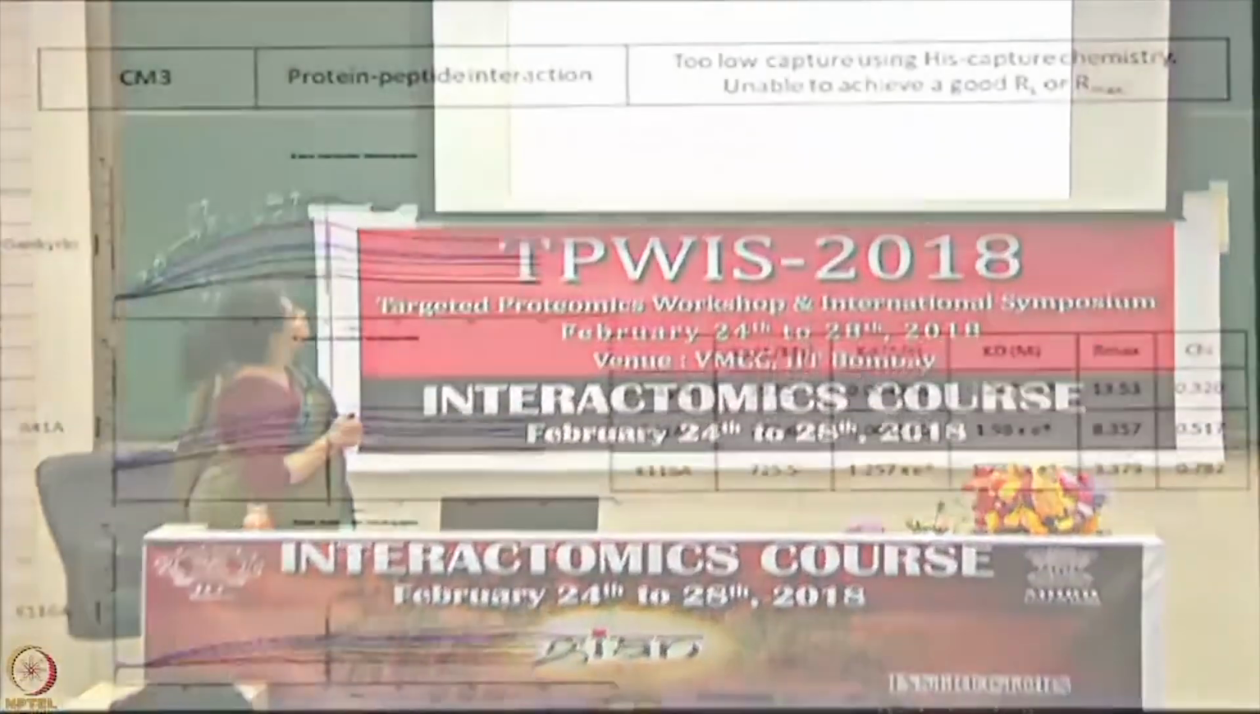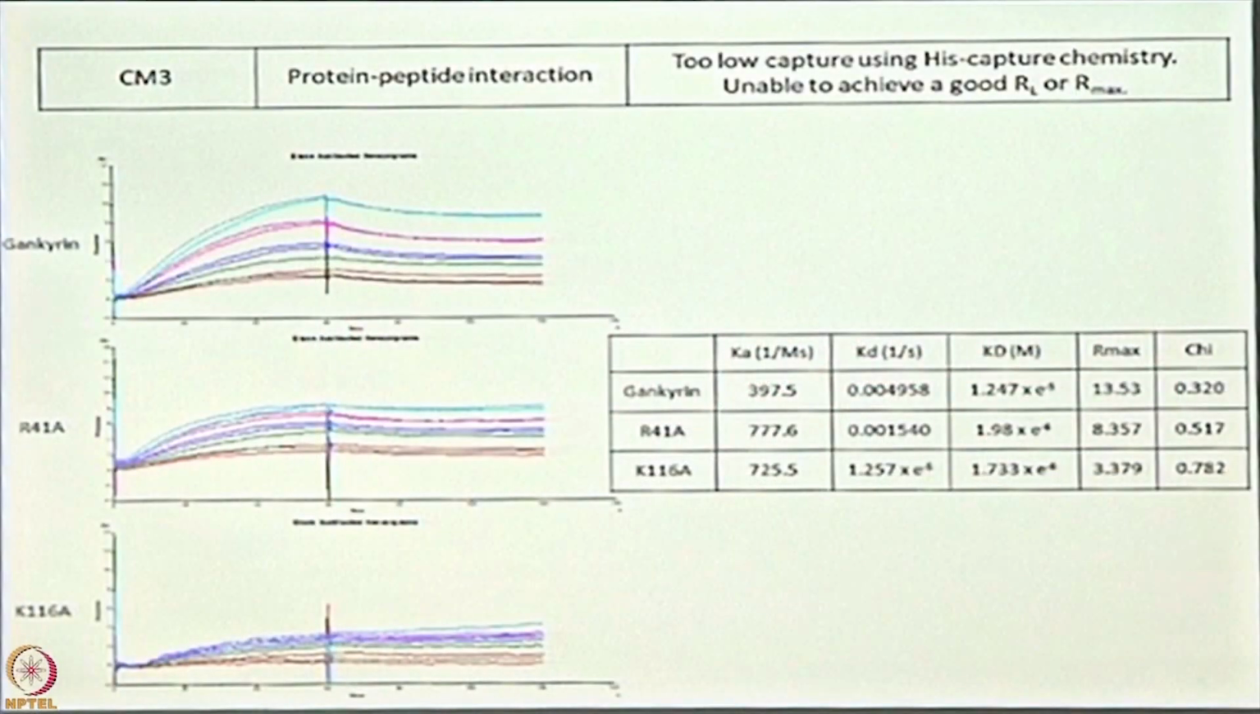You can see this is the wild type protein and the peptide interaction, and in each case we have done a duplicate run with the peptide. And then you have the R41 and K116A mutants, because we know that interferes with the interaction. You can see they do interfere with the interactions.